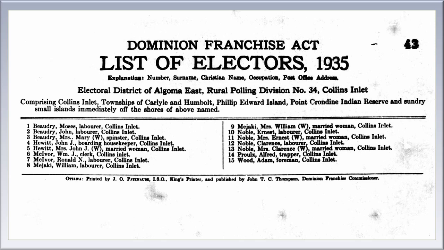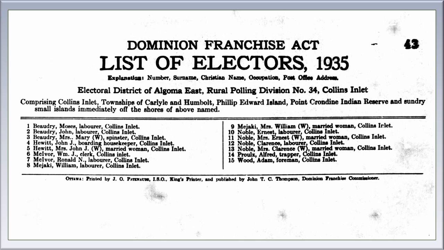Then there's William Mashke and his wife. They raised the Williams children after their parents drowned in Collins Inlet in 1933. Jimmy Williams married Agnes Rock. Then there's Ernest Noble and his wife. He was a brother to Clarence Noble, who is also on this list with his wife.